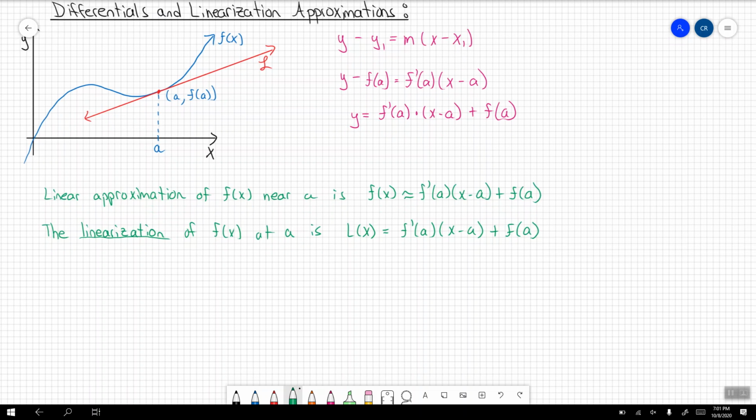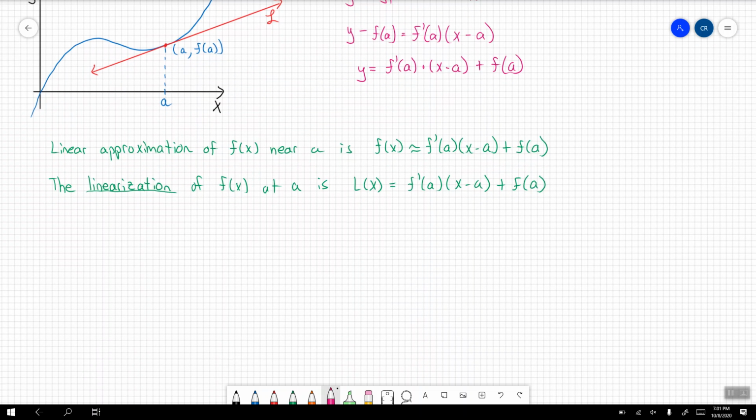So what we get to see is that f of x is approximated by the linearization L of x, so long as x is near the value of a, in other words, that x value in question. And so this here again was the curve that we were looking at, and this here is the tangent line.